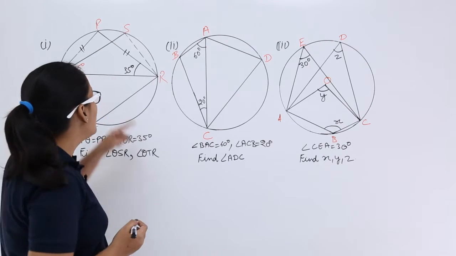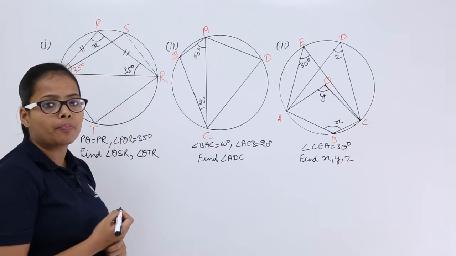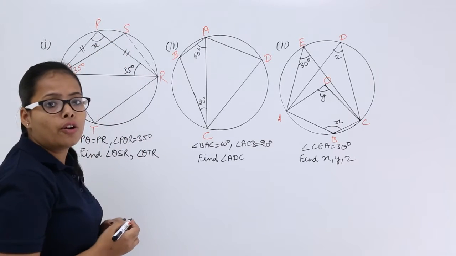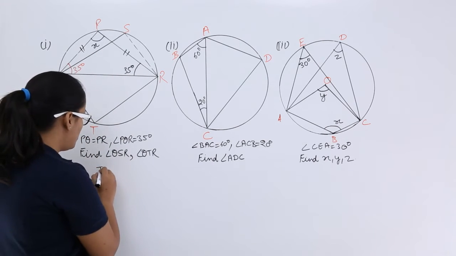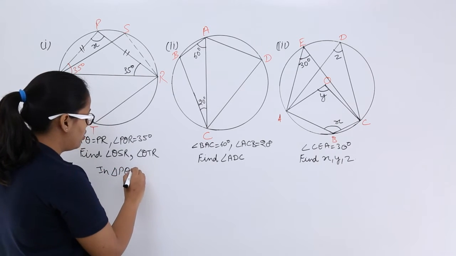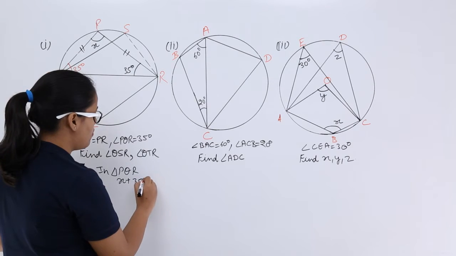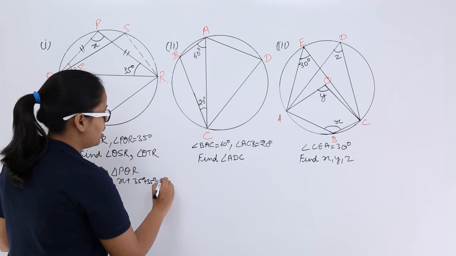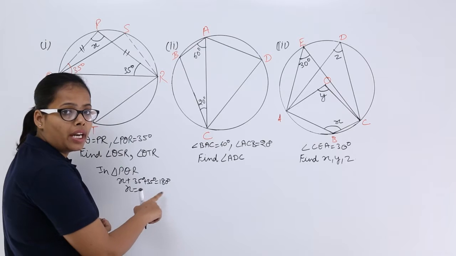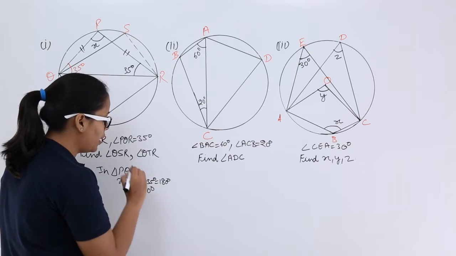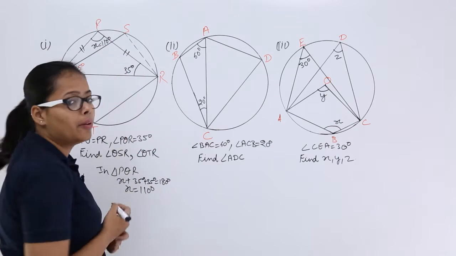Now to find the angle at point P, let's suppose this value is x. To find the value of x, you will take the sum of the angles of triangle PQR. So in triangle PQR, the sum of angles is 35 plus 35 plus x, equal to 180 degrees. Now the value of x will be 180 minus 70, which is going to be 110. So this value is coming out to be 110 degrees.